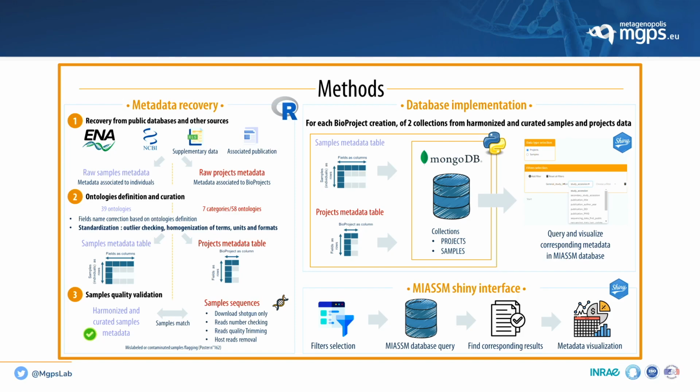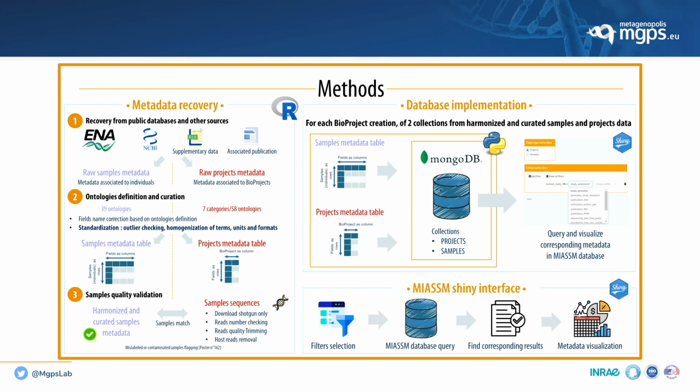The fields' names are first corrected according to the ontology's definitions. Then comes the standardization with the outliers checking and the homogenization of terms, units, and formats. During the third step, samples quality is validated from harmonized and curated samples metadata. All these steps are done thanks to an R script.